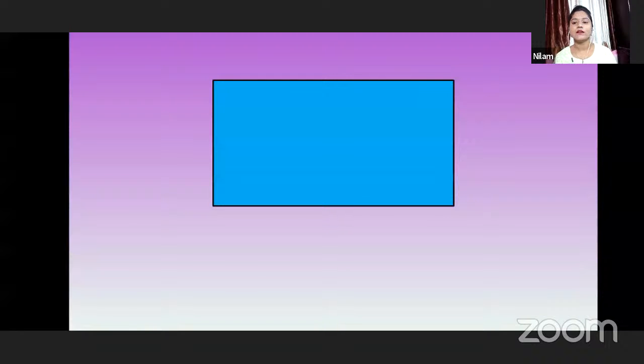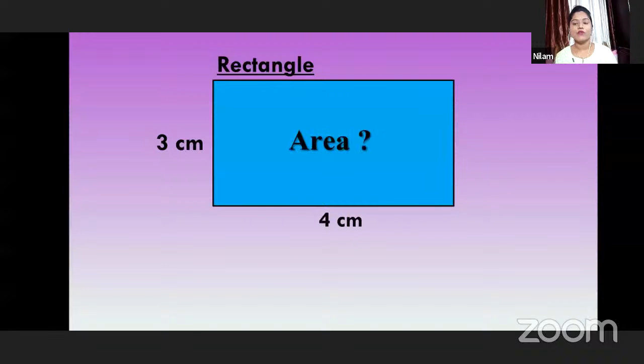Ankita, you can say, what is this figure? Rectangle. Yes. Kushi, you are also correct. Kushi has replied, Isha has also replied, yes, it is a rectangle. So it's a figure of a rectangle. See, the length is given, the breadth is given. So the length is 4 centimeter, the breadth is 3 centimeter. Okay. So what will be the area, children?